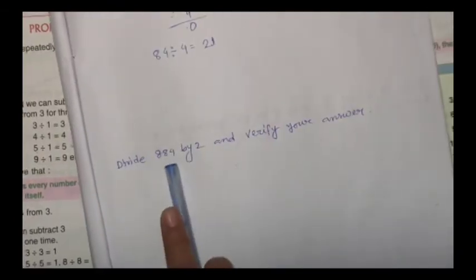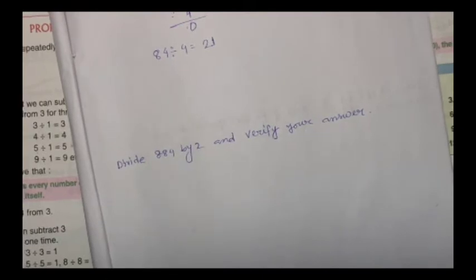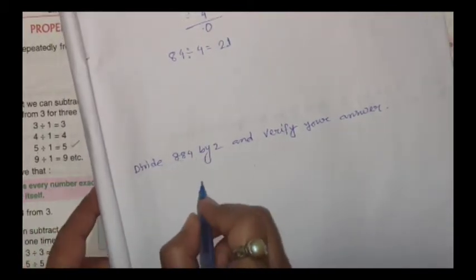Now divide 884 by 2 and verify your answer. So we can verify whether our answer is correct or wrong. We can check whether the answer is correct or wrong. Okay, so divide 884 by 2.